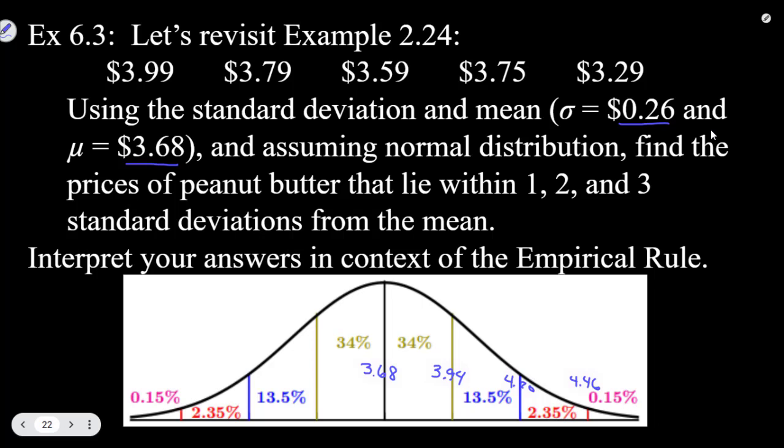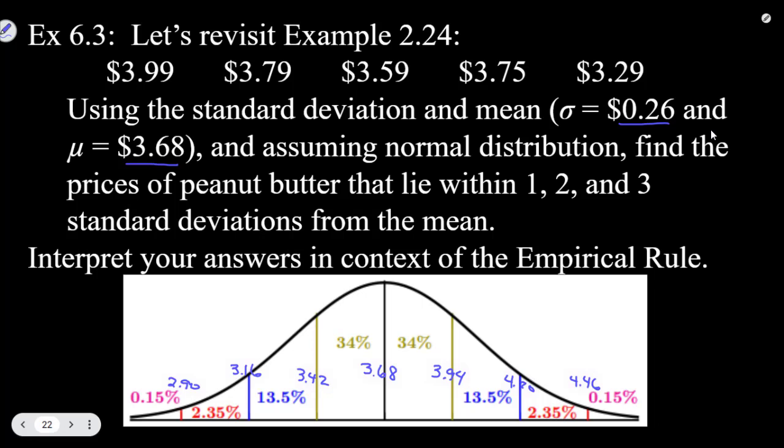To get to the standard deviation values below the mean, we're going to take 3.68 and subtract 0.26. That'll bring us down for this one to be 3.42. If we subtract 0.26 again, that'll bring us down to 3.16. And if we subtract 0.26 again, we're going to get $2.90 here at the 3 standard deviations below the mean.